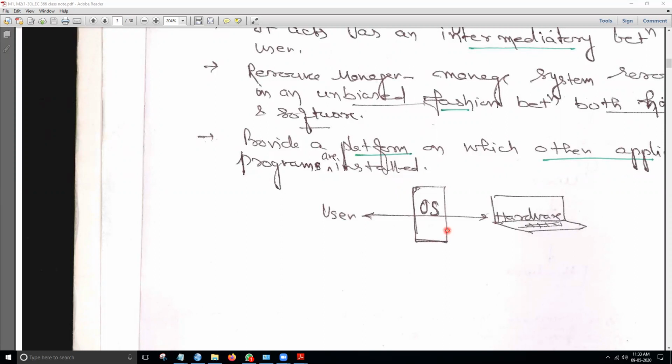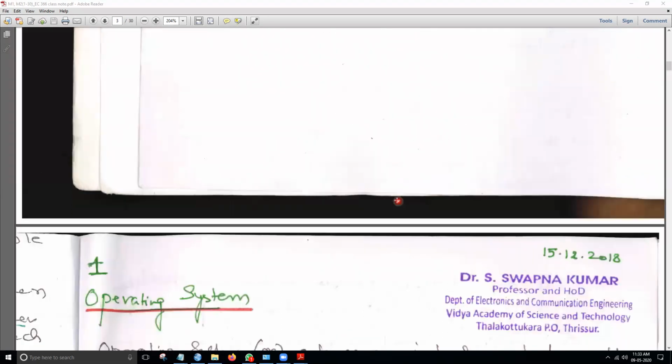I give an example. Say for example, you want to play something on VLC player. If VLC is not installed and you are running it, then under that particular situation, instead of VLC, the system will try to look for some other form of player, say for example, a KM player. Then it will try to convert to the KM player and try to display it. So there are so many other activities the operating system tries to do.